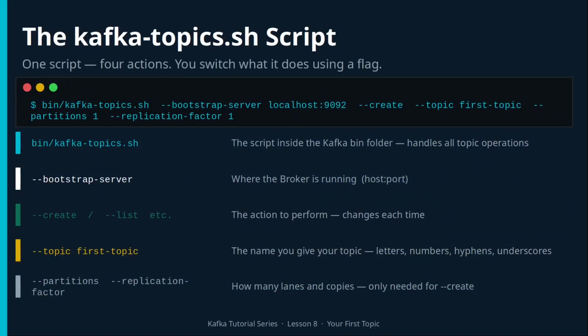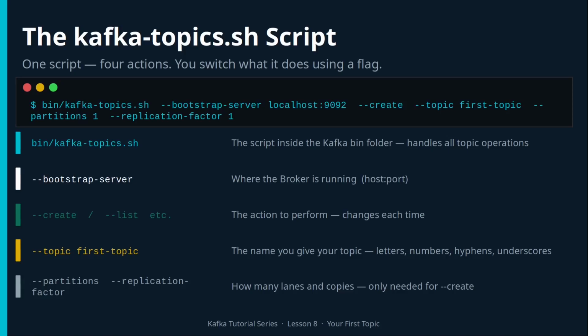All 4 operations, create, list, describe, and delete, are handled by a single script called kafka-topics.sh. It lives inside the bin folder of your Kafka installation. The script works like this. You always start with bin/kafka-topics.sh. Then you always add --bootstrap-server localhost:9092, so it knows where the broker is. Then you add the action flag, --create, or --list, or --describe, or --delete. That flag is what changes between commands.